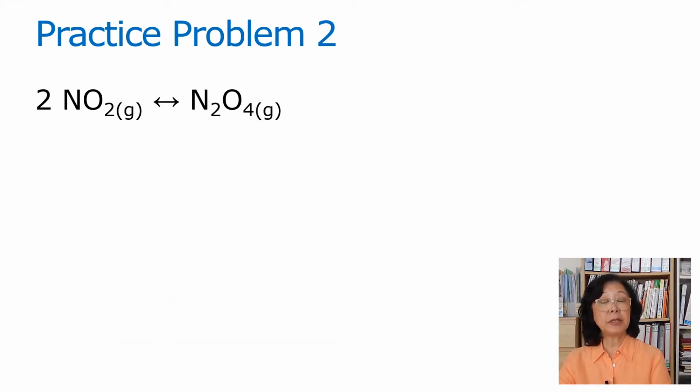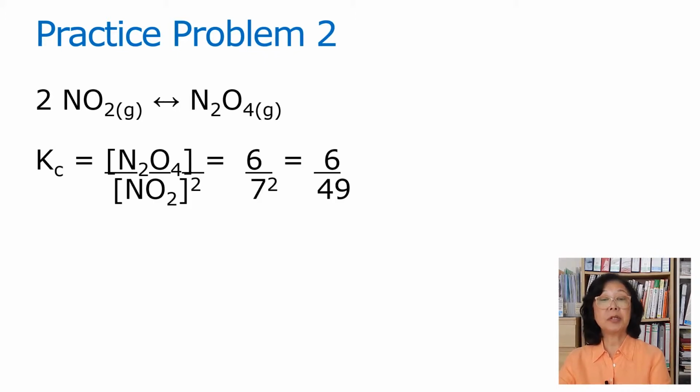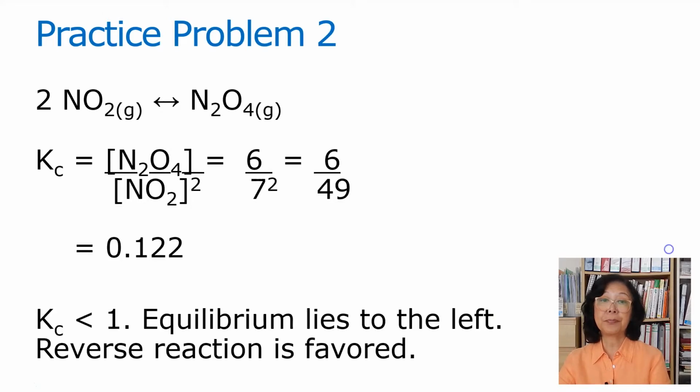Now we write the balanced equation, NO2 converted into N2O4. And so we have 6 for the N2O4 and 7 for the NO2, but we have to raise it to the power of 2 because of the coefficient of 2. So now that's calculated as 0.122. The equilibrium constant is less than 1. Equilibrium lies to the left. The reverse reaction is favored.